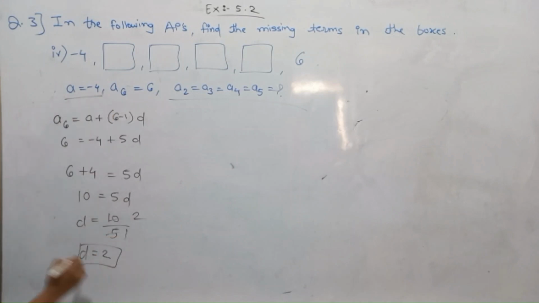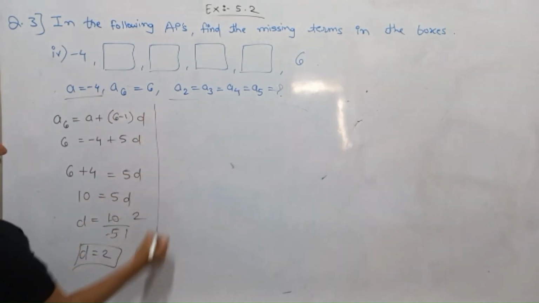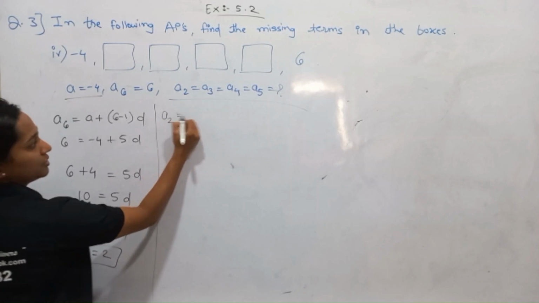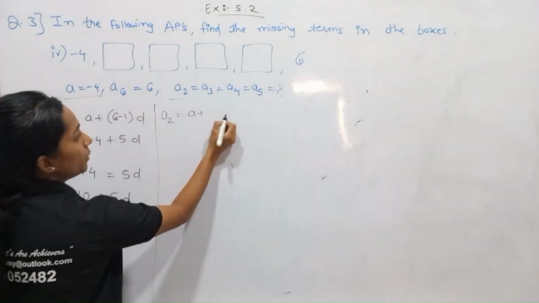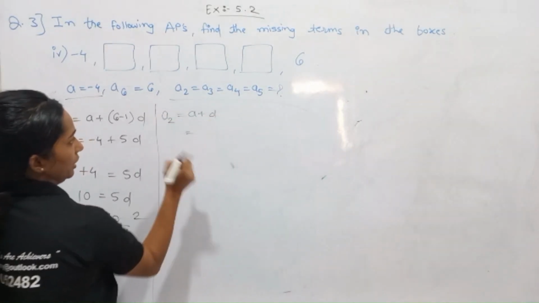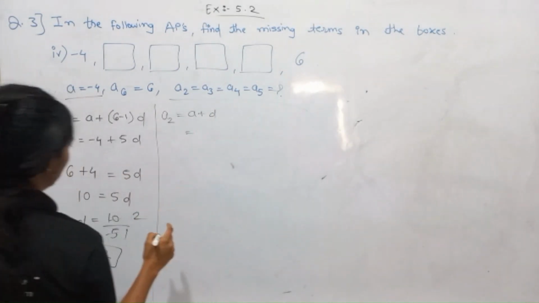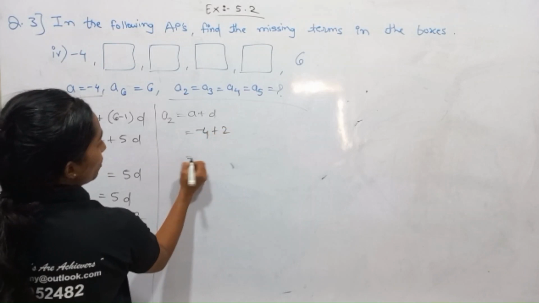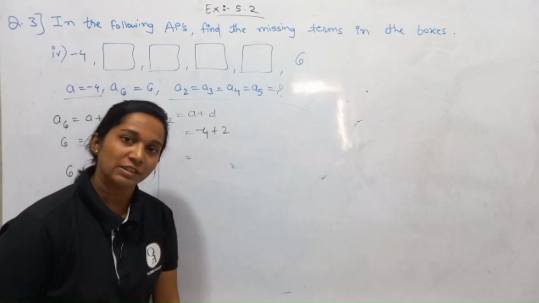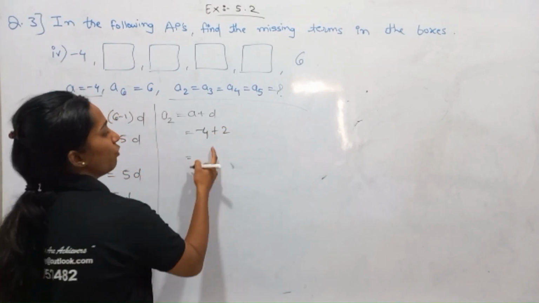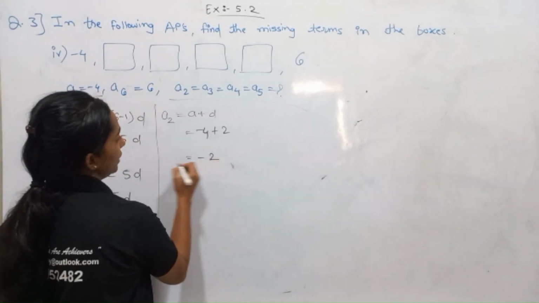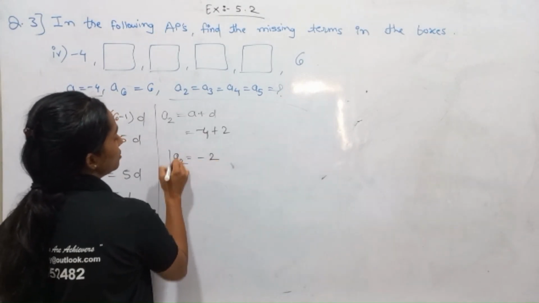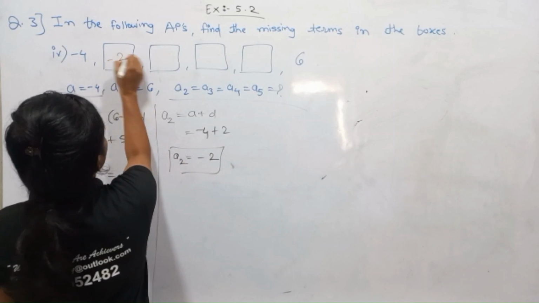Now I have a and the common difference, so I can find a2. a2 is a plus 2 minus 1 d. 2 minus 1 is 1d. So a is minus 4, and the common difference is plus 2. With minus and plus, always do subtraction and the sign should be of the bigger number. So 4 minus 2 is 2, and the bigger number has minus. So I got minus 2 as the second term.